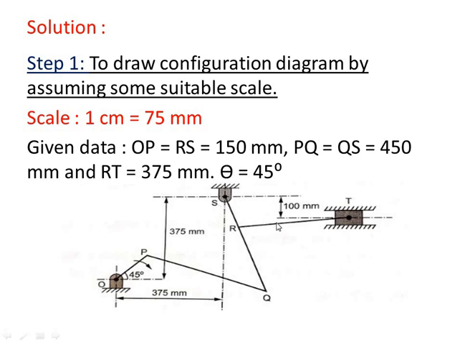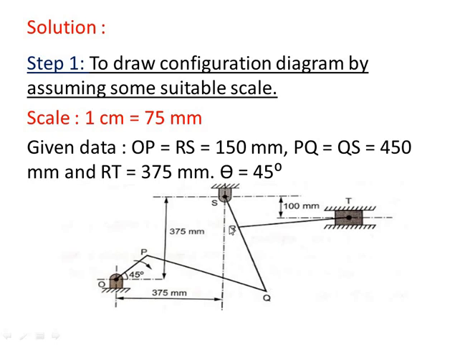From this horizontal line, take a reference line for 100 mm offset for the slider. Then from O, draw 45 degree, and on this 45 degree, take distance OP, which is given 150 mm. So get it converted into scale and take distance OP, will get point P. From P, in a compass, take distance equal to PQ. So PQ is 450 mm and QS also 450 mm. With the distance of PQ and QS make an arc with a compass to get point Q and join PQ and QS. Then on this link SQ, we have to locate R point.